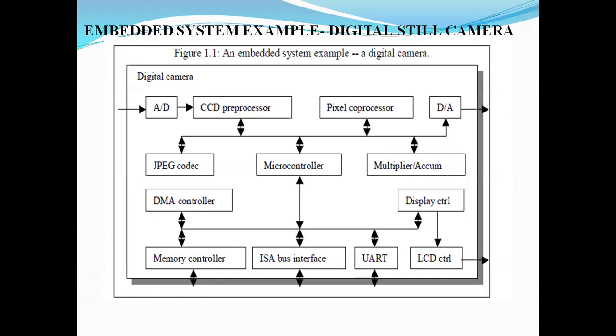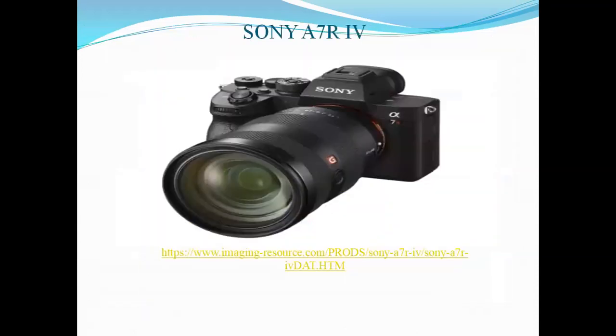So the two major points are, first, how a CCD is working, and the next, how the microcontroller is controlling all the processes. Those two processes make up the digital still camera. Okay. So this is the latest Sony A74 digital still camera. I have given the image URL. It specifies the specifications behind that latest still camera.